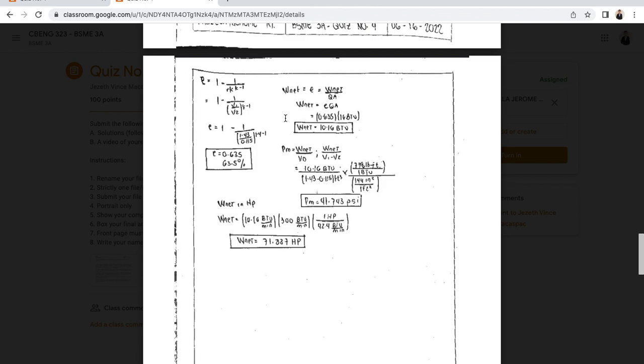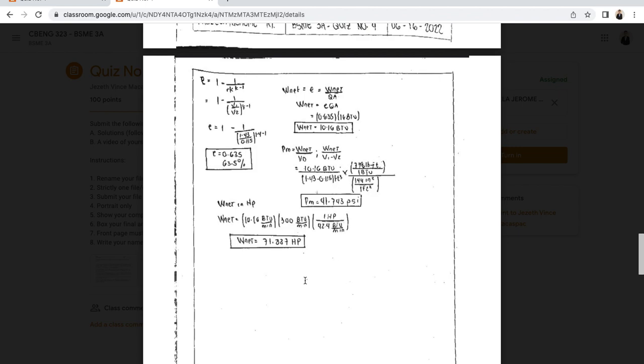Next is the PM. The formula for the PM is work net over V1 minus V2: 10.16 BTU over 1.43 minus 0.115 cubic feet. Yung nakuha natin value is 41.743 psi, which is nakuha natin yung psi dahil kinonvert natin yung nakuha natin dito.